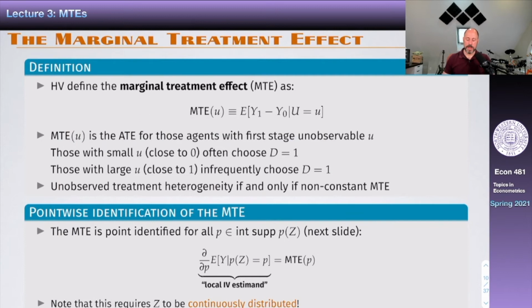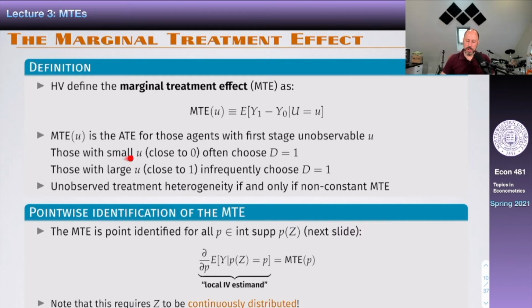Okay, Heckman and Vytlacil define the marginal treatment effect as follows. The marginal treatment effect is the average treatment effect for those individuals that have u equal to some number little u. You fix the unobserved heterogeneity. Suppose that you think about types. You have types of individuals, right? So you're going to fix the type, and then you're going to think about what's the average treatment effect for individuals of that type. I wrote here that the MTE is the average treatment effect for those agents with first stage unobservable u.